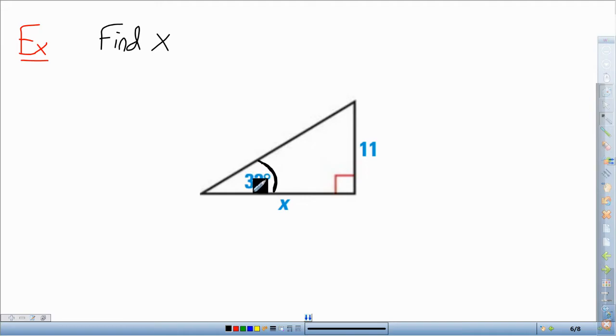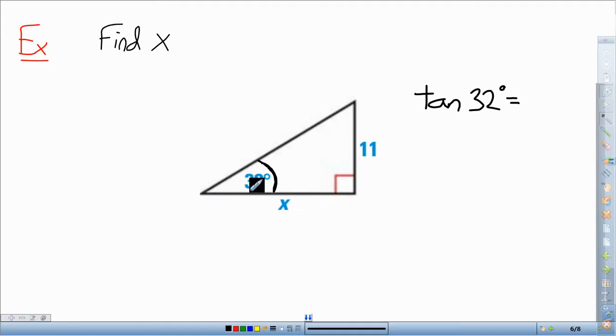Okay, and just to start to get you to understand how we identify which trig ratio we're using, notice we have the side length opposite our angle, and we have the leg adjacent. Okay, opposite and adjacent tells us we're using tangent. All right, so we're going to say we're using tangent of our angle, 32 degrees, equals opposite over adjacent. Be careful.